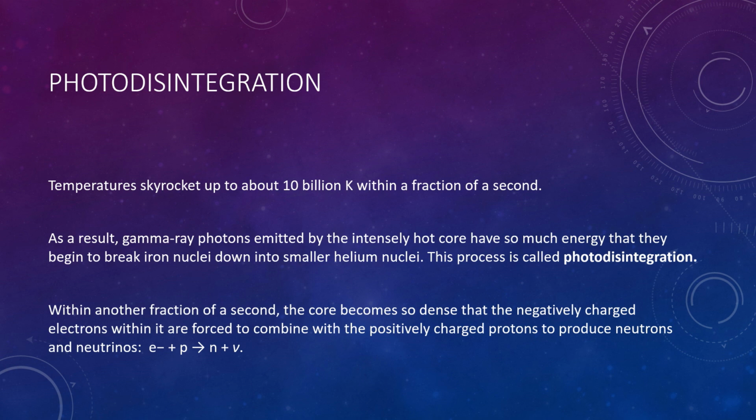This process also releases a flood of neutrinos, denoted by the Greek letter nu, that is the curly V. There are other processes that produce neutrinos as well, and because these neutrinos carry away a substantial amount of energy from the core, it cools down and condenses even further.